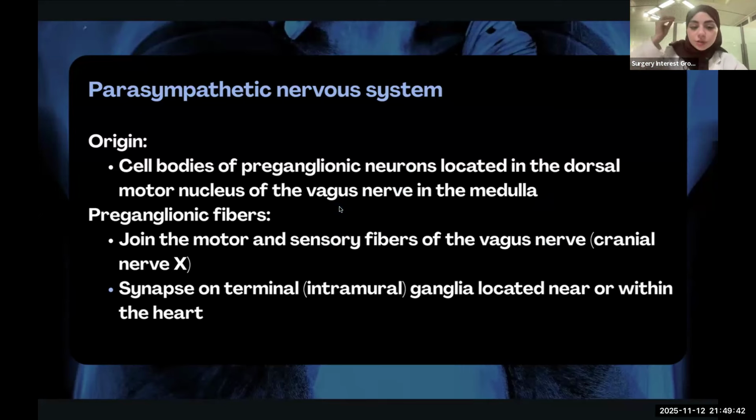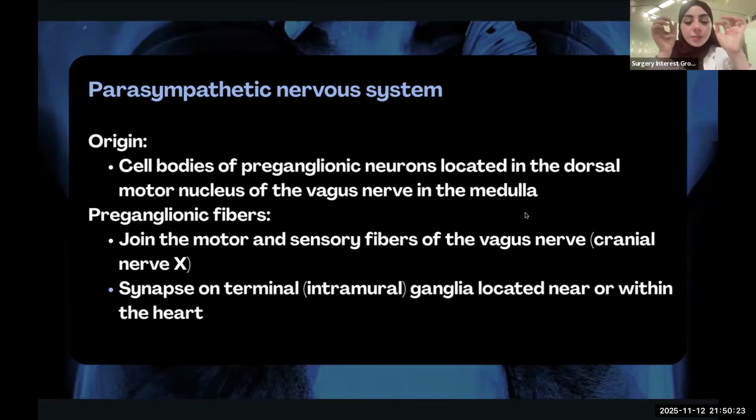This is where we're going to start. So at the medulla, which is in the brain stem, we're going to have a specific collection of cell bodies known as the dorsal motor nucleus of vagus, okay? And it's in the medulla. Now, we're going to have these fibers, either motor or sensory, because the vagus is a mixed nerve. It's both motor and sensory. And then they're going to go all the way from the cranial nerve, because vagus is cranial nerve number 10, if you guys remember. And it's going to go all the way and synapse almost inside or close to the heart.